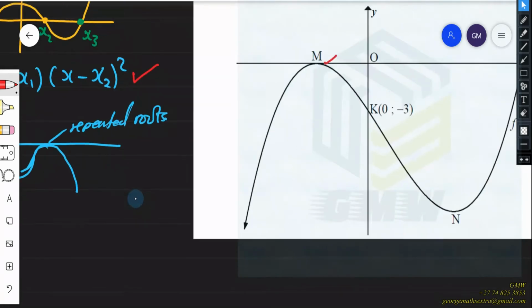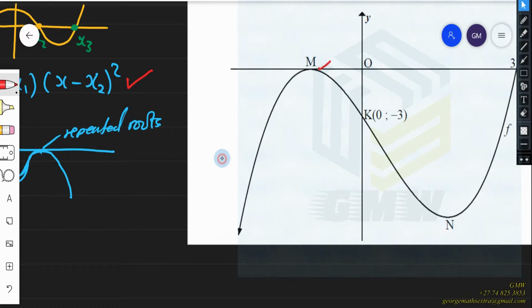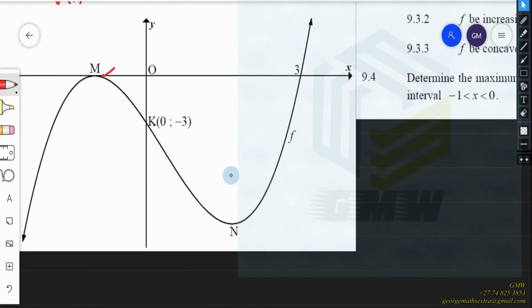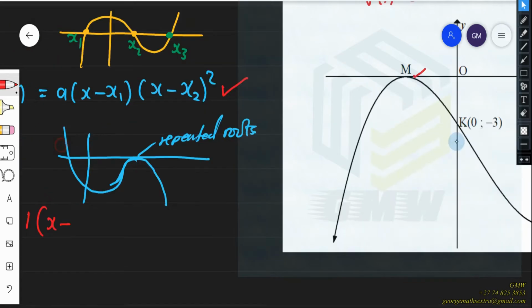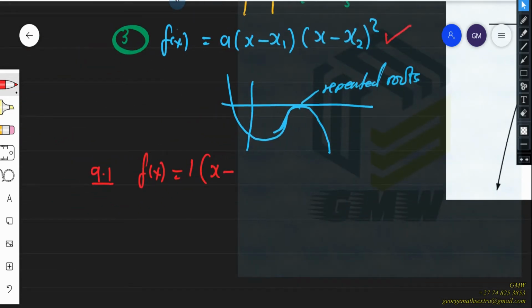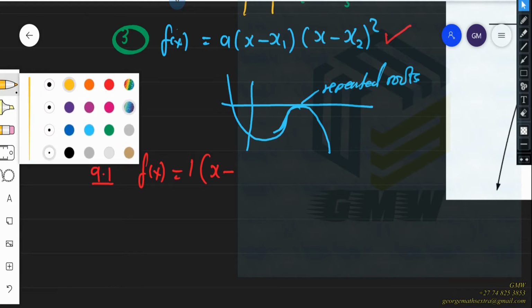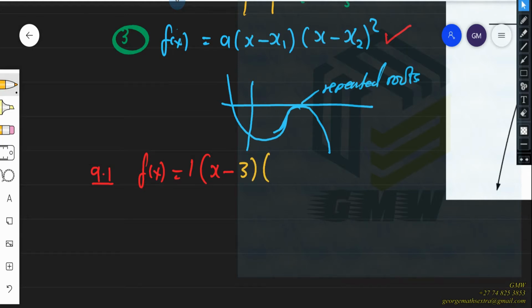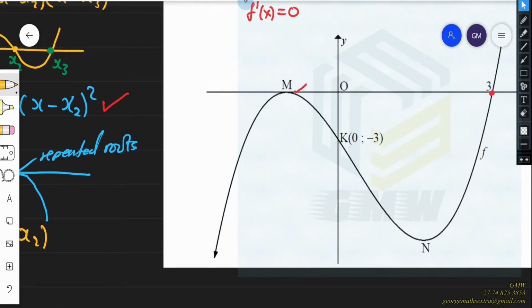Now, x1 is the x-intercept which is not repeated. So at this point, my x1 will be 3 from this graph. I'm using the graph to substitute this, so wherever there is x1, I'm going to put 3. Then my x2 will be this repeated root which I don't know. So I'm saying let x2 be this x-coordinate at m.